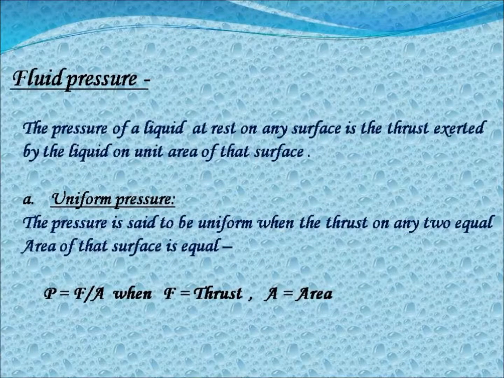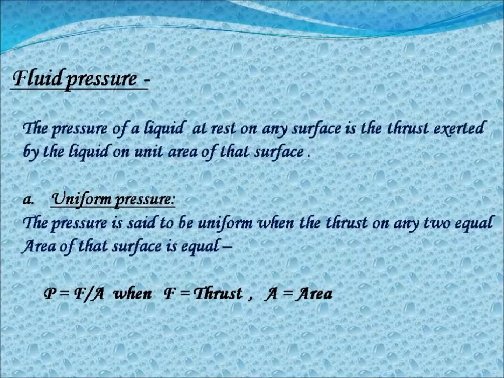Liquid pressure. The pressure of the liquid at rest on any surface is the thrust exerted by the liquid on unit area of that surface. Now, this liquid pressure can be of three types: uniform pressure, average pressure, and pressure at a point.